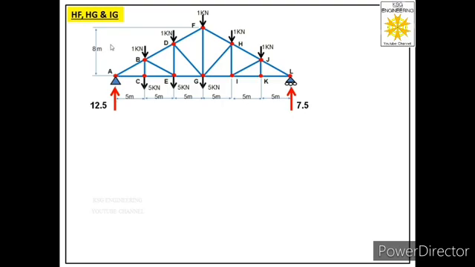Now in the next step we have to find forces in these three members of the truss: HF, HG and IG. So let us see where these three members are in this truss. HF member is over here. This is HG member and this is member IG. It means we have to find forces in these three members of the truss.